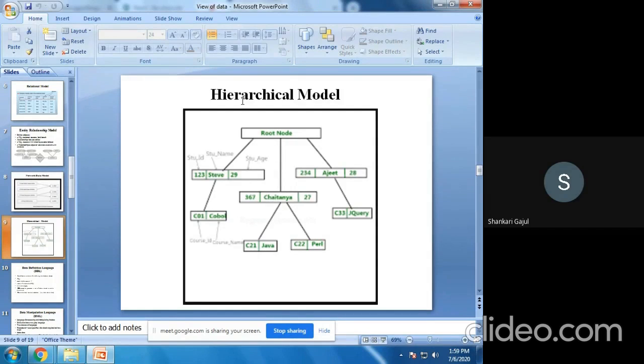Each record is a collection of fields, each of which contains only one data value. Now see here, this is the hierarchical graph for the student database. Here, this is my root node.